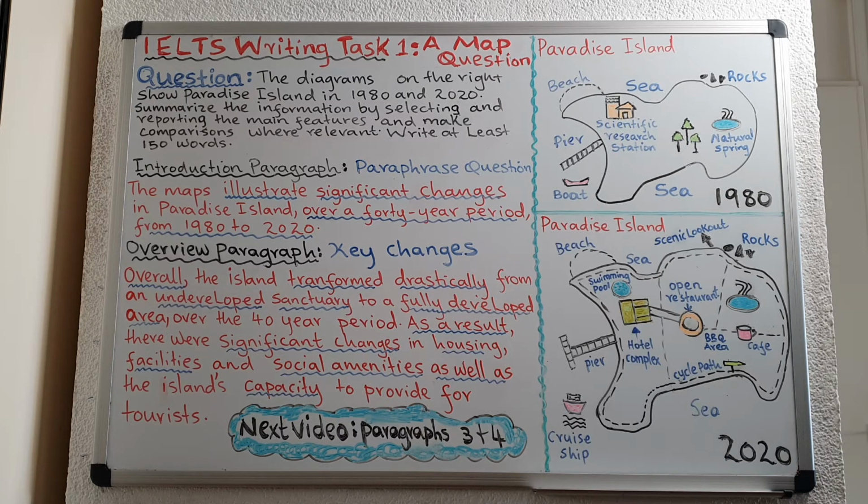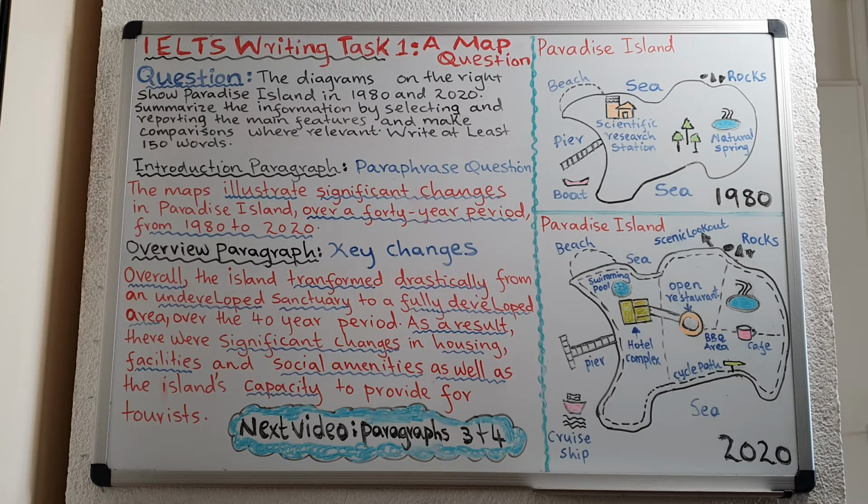Since there are two maps, the essay structure for a map question should be pretty simple. When it comes to writing a task 1 based on a map, the first paragraph is the introduction. In the introduction, you're supposed to paraphrase the question. After that, you're supposed to write the overview paragraph. In the overview paragraph, you're supposed to describe what you consider to be the major changes over time.